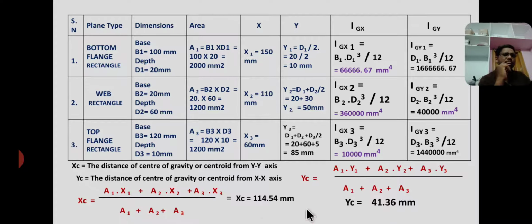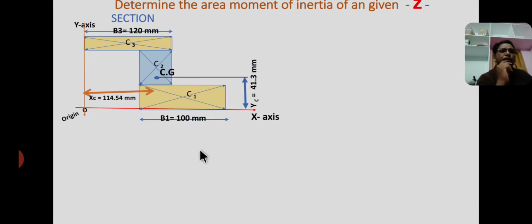Okay. These two are the coordinate values for a centroid of a Z section. Okay, where C1, C2, C3 are the individual centroids, whereas CZ is the centroid or center of gravity of an entire Z section. Okay, at a distance of XC, that is from here to here, the value is XC, that is 114.54, and from here to here, the value is YC. YC equal to 41.3 mm. Okay.